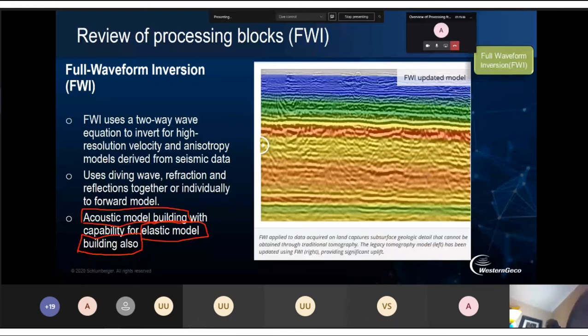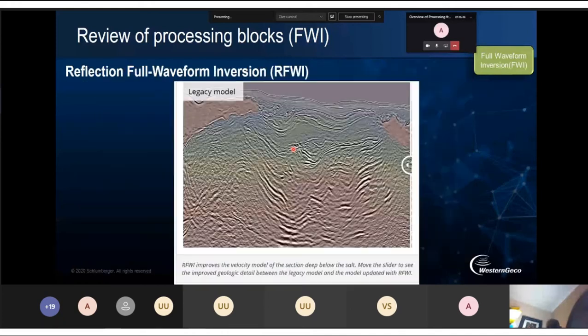Another one is the reflection full waveform inversion, which uses the reflections, because in the shallow you can use the diving wave or the reflections to make the model. But deep down you have to rely on the reflections, right? Because the offset limitation is there. We hardly record up to 10 or 20 kilometers. With nodes we can record 40 effectively, but there is a limitation, right? And this is the beauty of reflection FWI. It brings the geology down deep to a very nice extent.